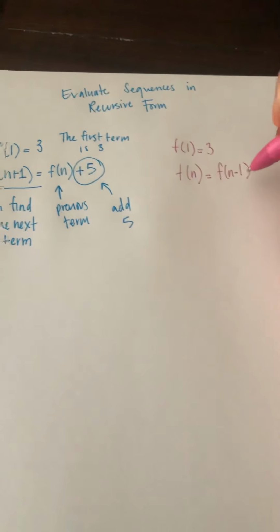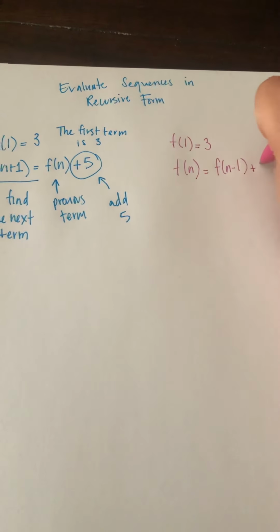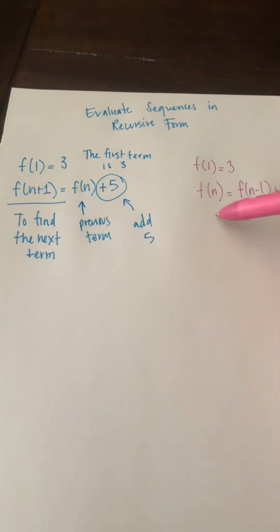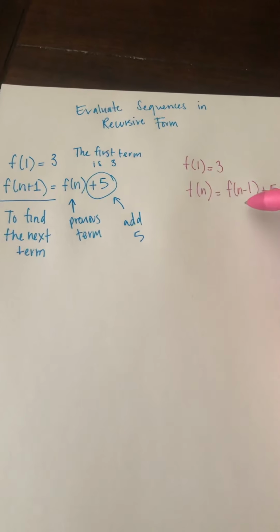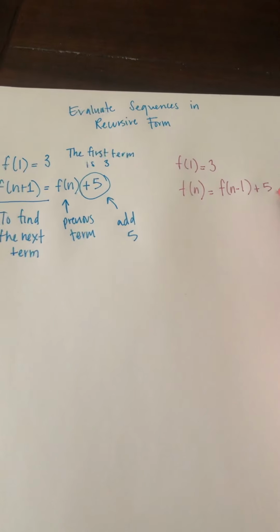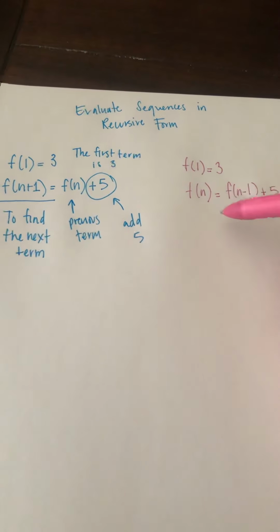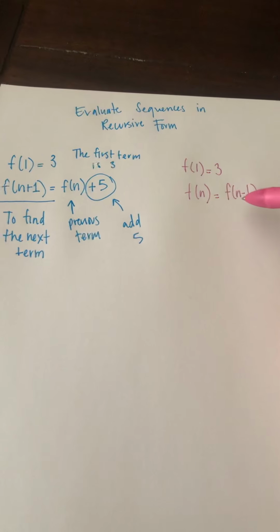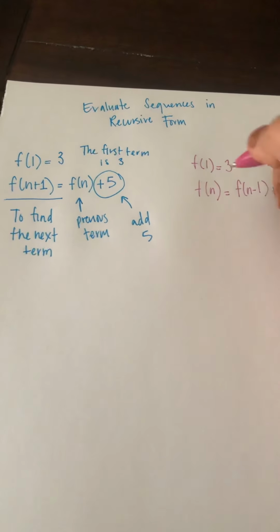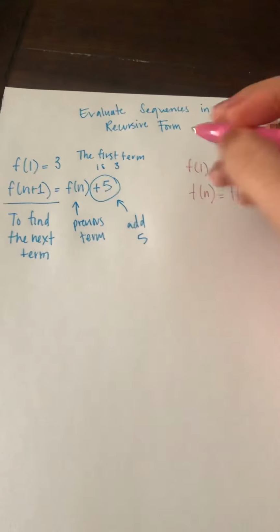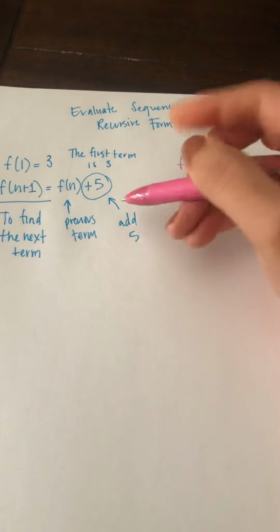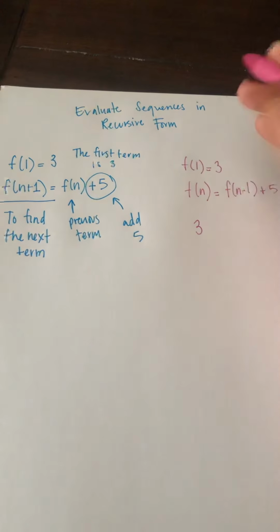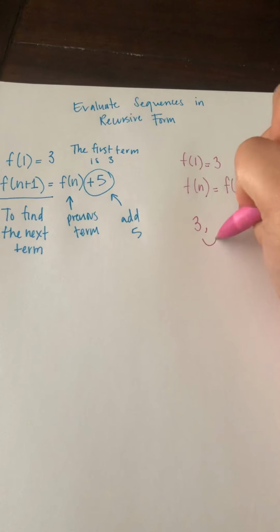And this still means the previous term. So again, this still means to find the next term, this still means the previous term, and this means that I have to add 5 to the previous term, which is 3. So I know that if I want to write my sequence, I would write 3, right? Because that's the first term. That's what they told us. And then I have to keep adding 5.